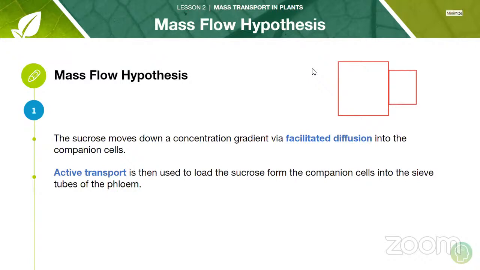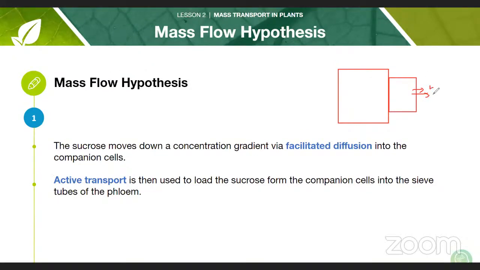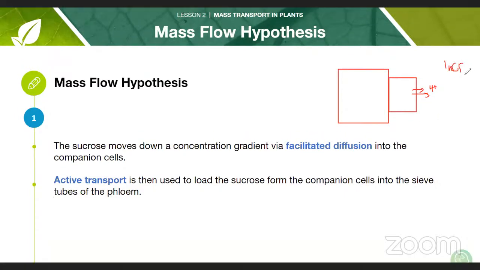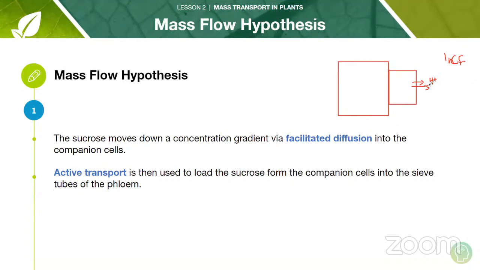the first thing you've got to do is you've got protons moving out of the companion cell by active transport. So these are actively being pumped out of the companion cell and into the intracellular fluid, the ICF, which is basically the fluid that exists between cells. Now, ions are pumped out here.